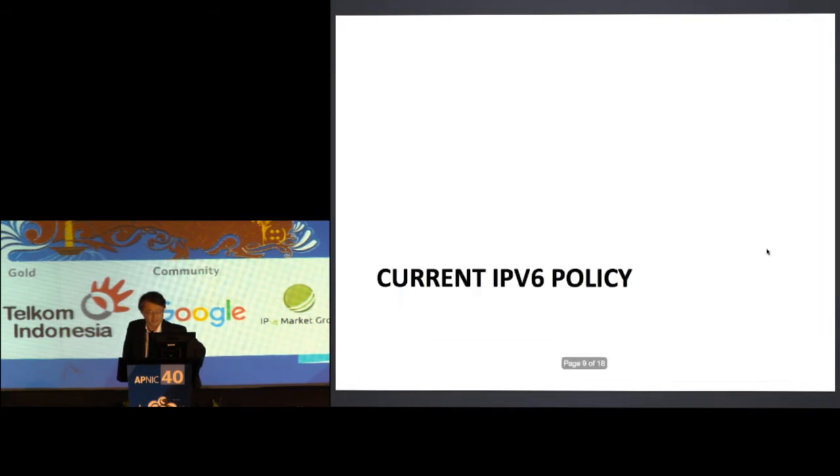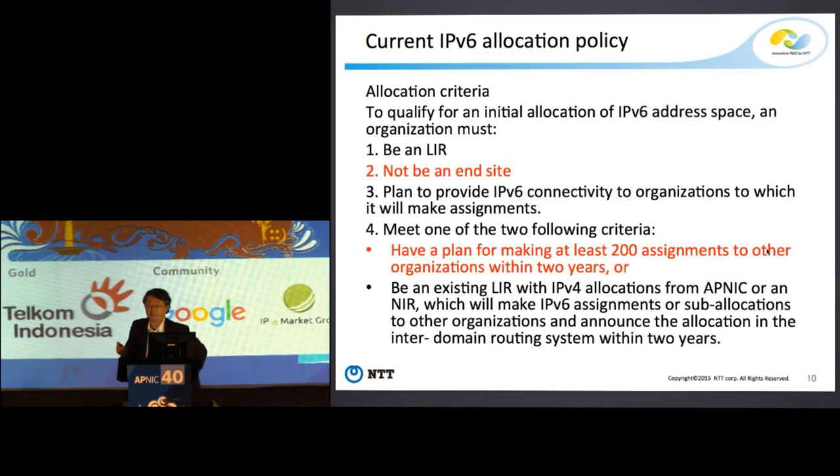So for the next few slides, I'll show you the current IPv6 address policy. We currently have two types of address policy: one is the IPv6 allocation policy, and the other is the IPv6 assignment policy. This slide shows the IPv6 allocation policy, and I assume that this red line has an impact on IoT addressing.